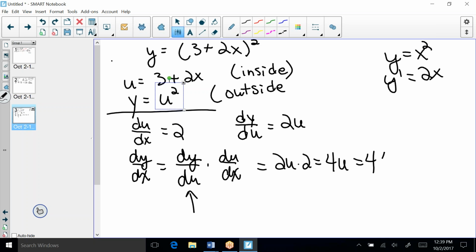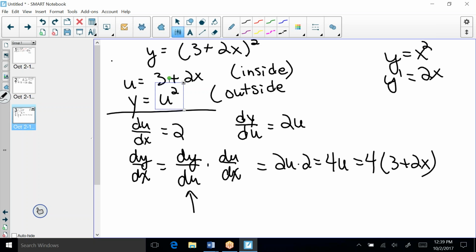So 4 times 3 plus 2x. And you can leave it factored like that. You don't have to distribute it. You could. It's fine. But that's the final answer. That's the derivative of 3 plus 2x squared. Four times this, like you could just distribute the 4. It wouldn't matter. But normally I say leave it factored. But either way would be fine. All right, any question on that?